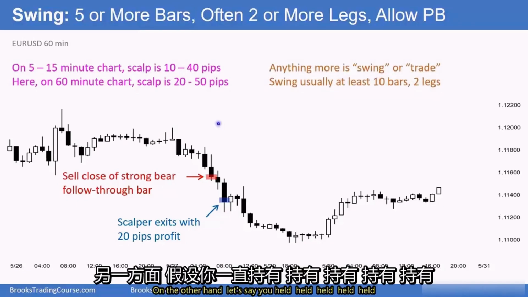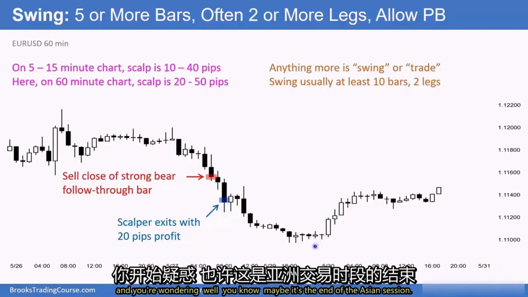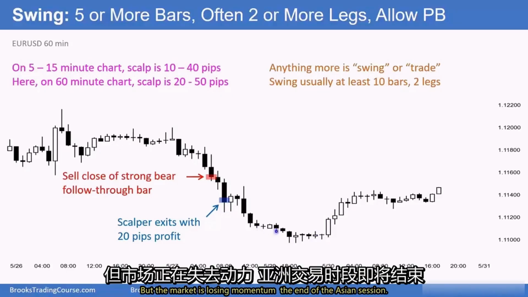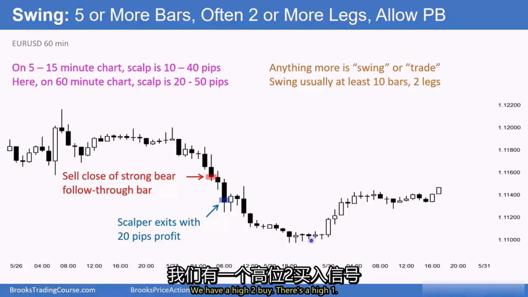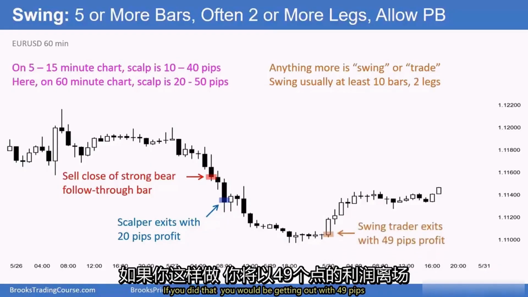On the other hand, let's say you held, and then we started to enter a tight trading range here, and you're wondering, maybe it's the end of the Asian session. Maybe we'll reverse up. Who knows? But the market is losing momentum, the end of the Asian session. So maybe you get out above this bar. We have a high 2 buy. There's a high 1. Here's a high 2. If you did that, you would be getting out with 49 pips.